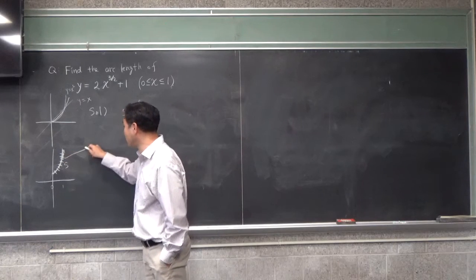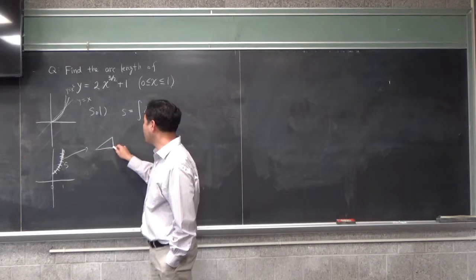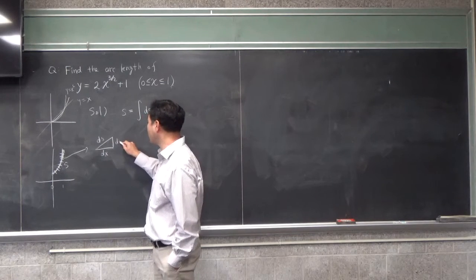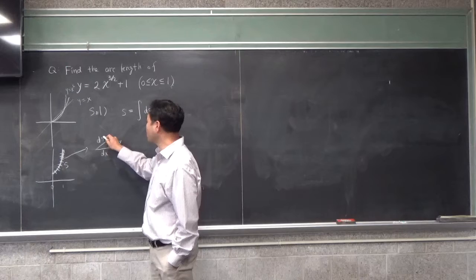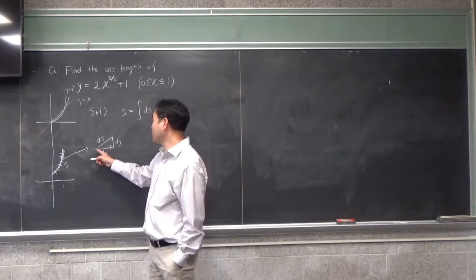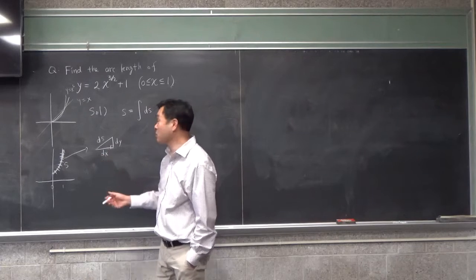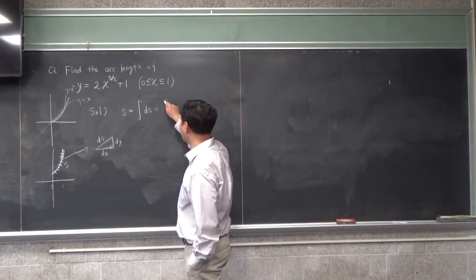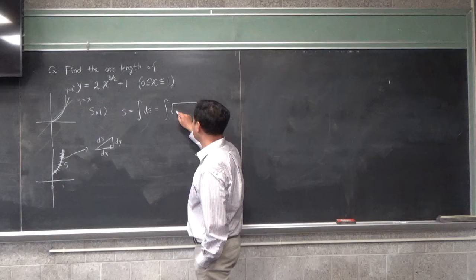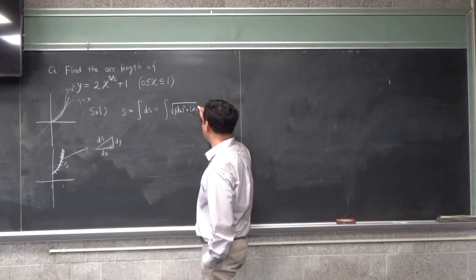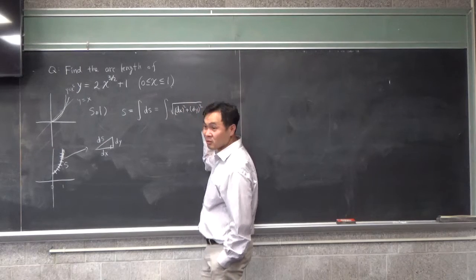you zoom one of these in, you have ds here, dx here, dy there. So there's a relationship between infinitesimals dx, dy, and ds. It's the Pythagorean theorem. And ds would be dx squared plus dy squared, and all this inside the square root.